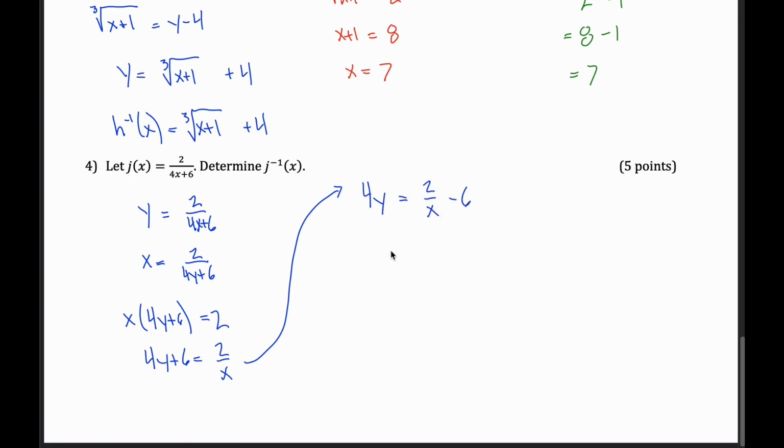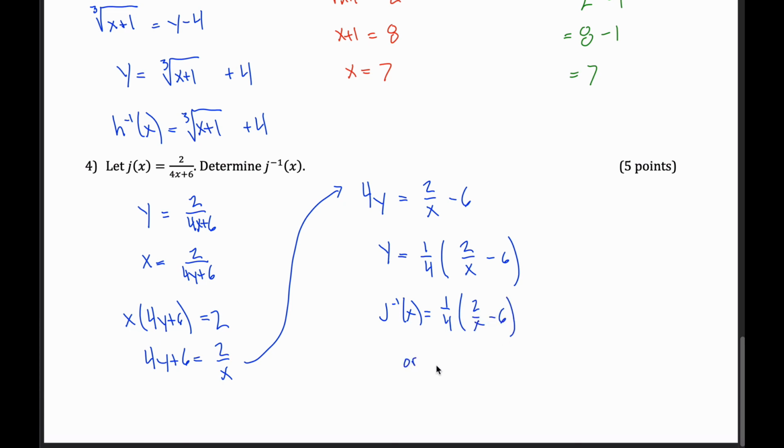And then to get this y all by itself, well, you could divide both sides by 4, but then you'd end up with fractions inside fractions, which is not the prettiest thing to look at. So maybe instead of dividing both sides by 4, I'll multiply by 1/4. So I get 1/4 times 2 over x minus 6. And this is a perfectly acceptable answer. You could say j inverse of x equals exactly what you see here, 1/4 of 2 over x minus 6.